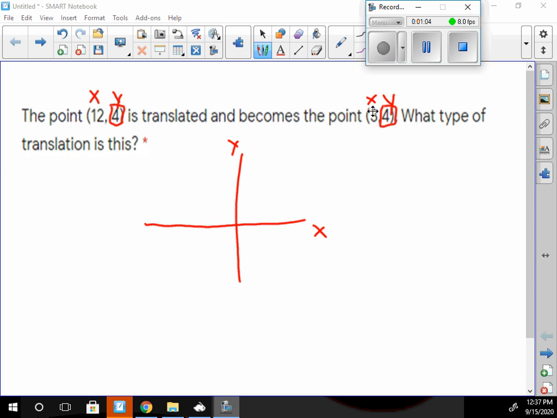Our x is changed from 1 to 3. What type of translation is it? It is a horizontal translation because the point moved horizontally. Think of the horizon. The horizon is like when you're looking out at the sunset over the ocean. The horizon is the line that's the ocean with the sun coming down on it. This is your horizon. It runs from right to left. That's where horizontal comes from.